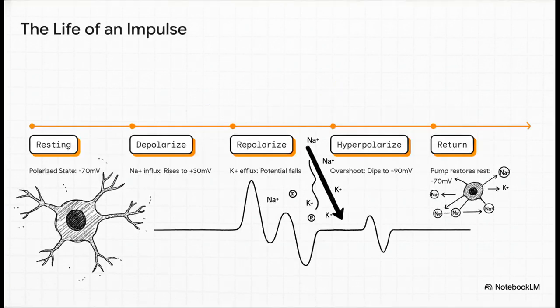All right, let's just recap this incredible journey real quick. We start at rest, nice and stable at -70 millivolts. A stimulus hits, triggering depolarization, which rockets the charge up to +30. Then, repolarization kicks in, bringing the charge back down, overshooting just a little bit to -90, before that amazing pump restores the perfect -70 resting state. All of this in just a couple of milliseconds.